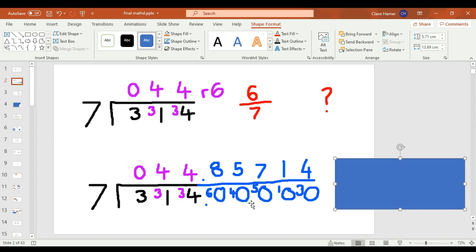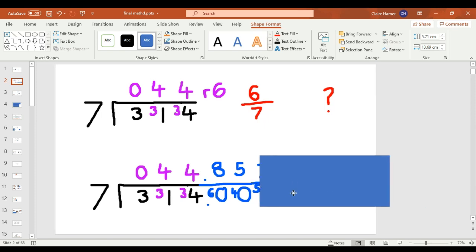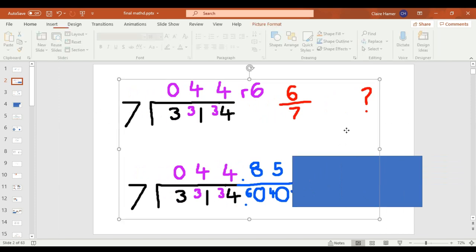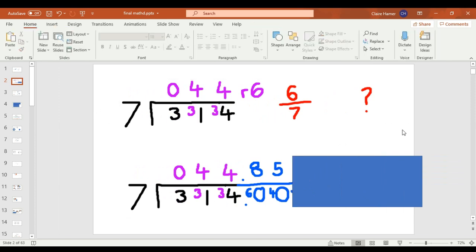So you can write as many zeros as you want to, but often in a test, it would say, please give your answer to 2 decimal places. That would mean that you would have stopped here, okay? Because sometimes you can go on for a very long time. But I just thought I'd mention that because sometimes you might not know the decimal equivalent, so it's good to have an alternative strategy.